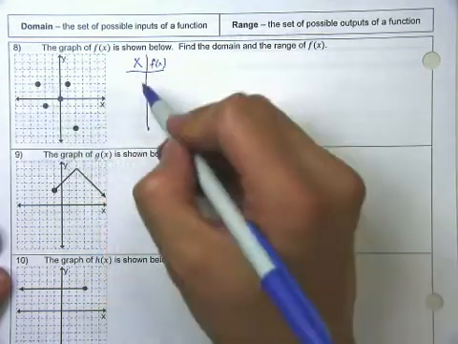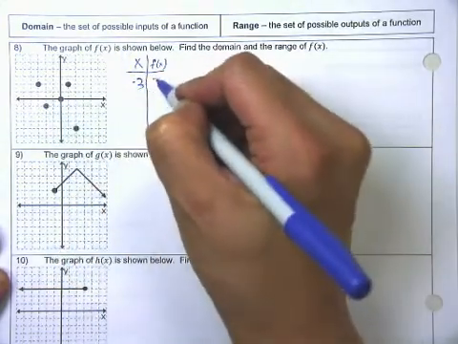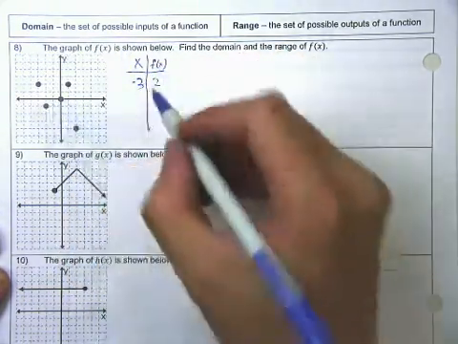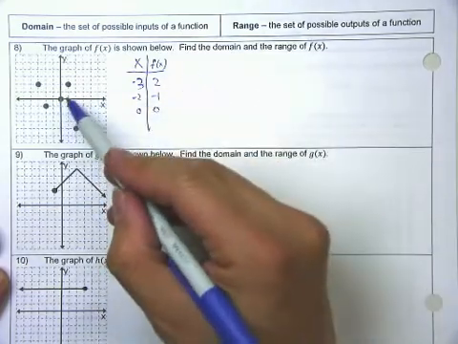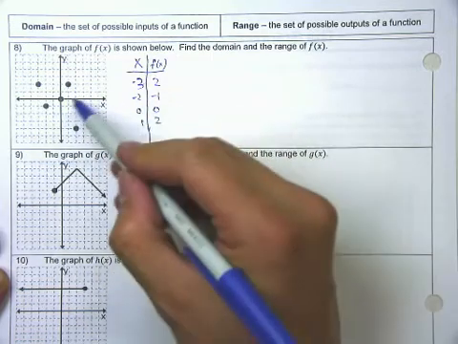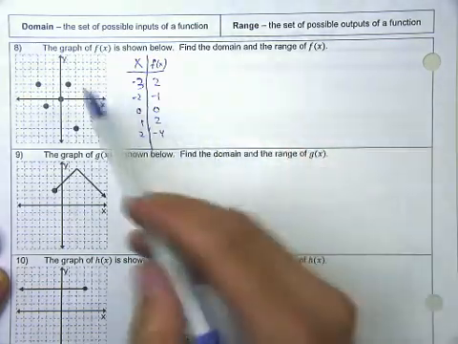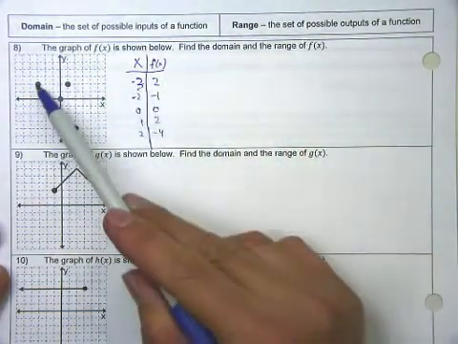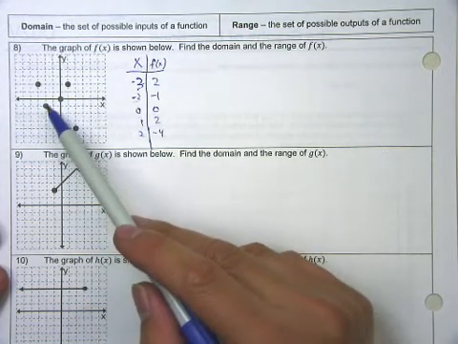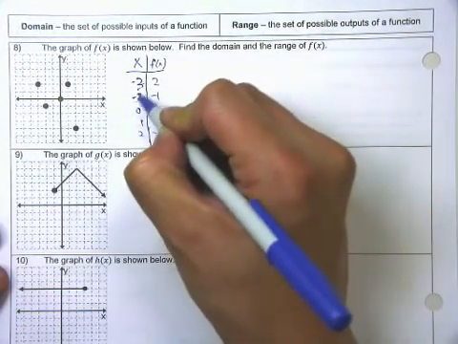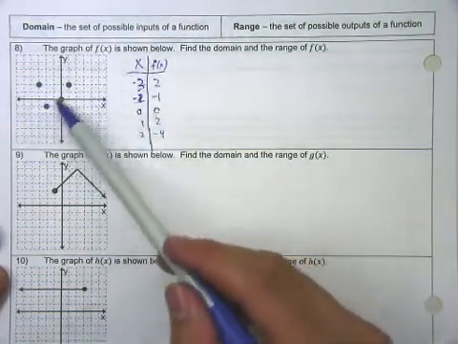Well, this first point here is -3, comma 2. This next one is -2, -1. This is the point 0, 0. And this is 1, 2. And this is 2, comma, -4. So all this is saying is that when the input is -3, the output is 2. The y value is 2. When the input is -2, the output's -1. That's this point.